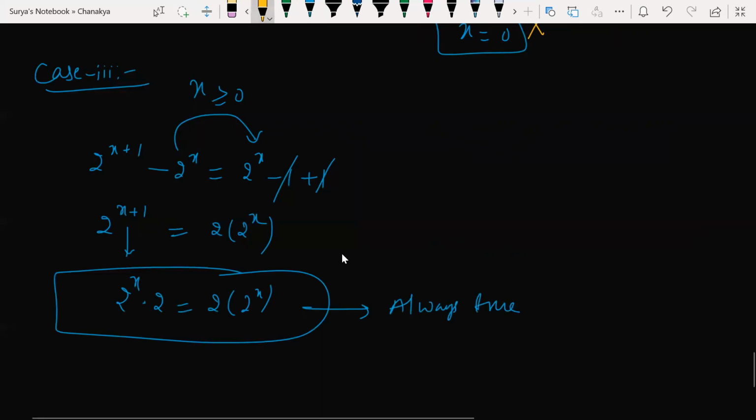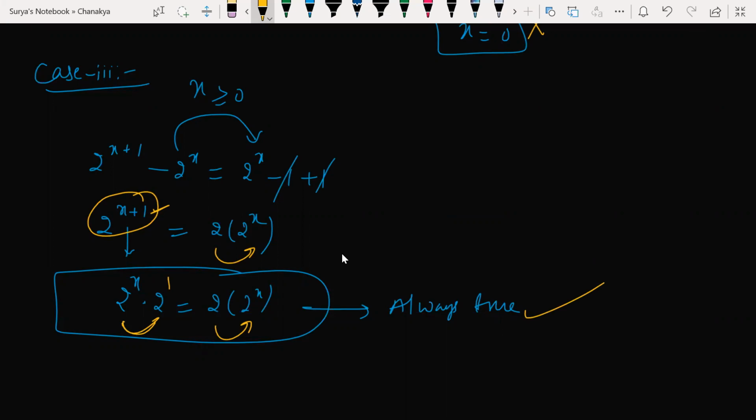Boys and girls, this can be written as 2 to the power of x into 2. The bases are the same, so I can add the powers. Now I got 2 times 2 to the power of x here, and here also 2 times 2 to the power of x. Which is equal to 2 times 2 to the power of x only. Whatever value you substitute, it will always be satisfied.